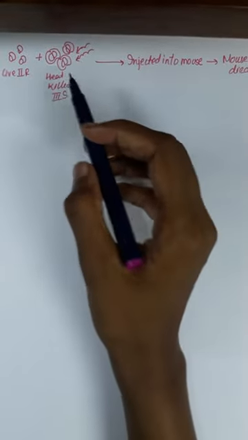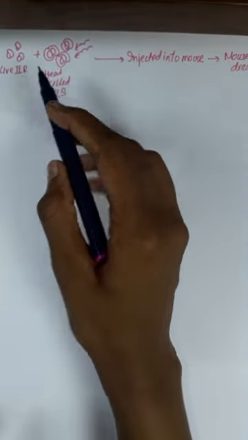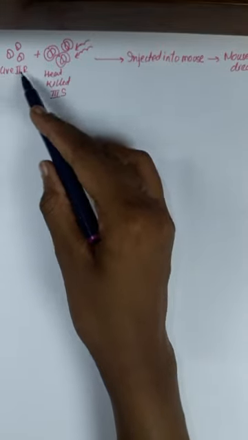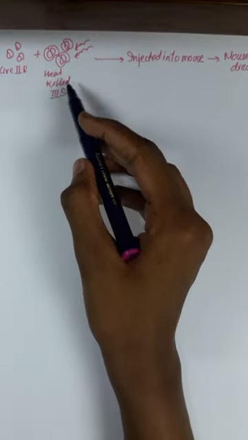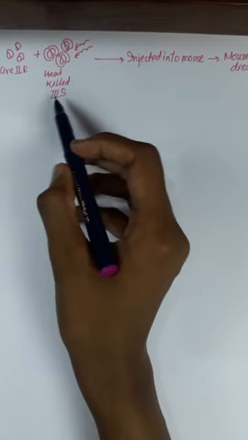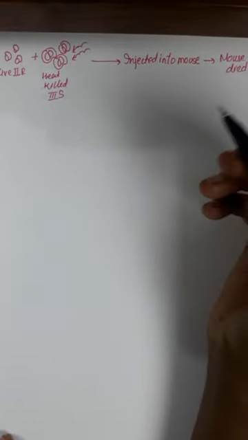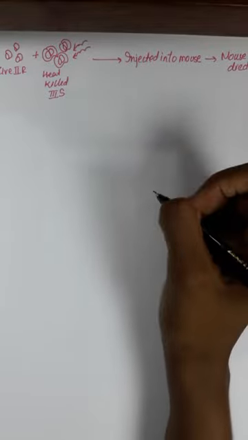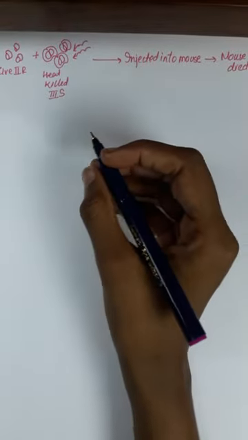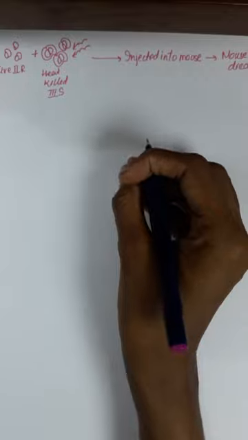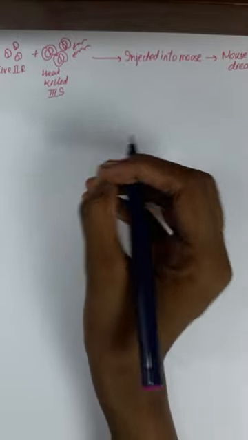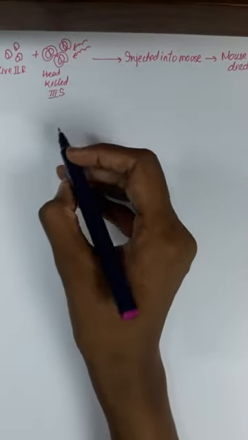When he used live 2R and heat killed 3S, a mixture of these two, and injected it into the mouse, it caused pneumonia and the mouse died. What he noticed was that the Streptococcus cells isolated from the dead mice were of 3S type.